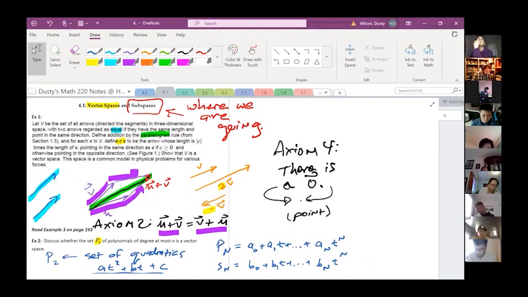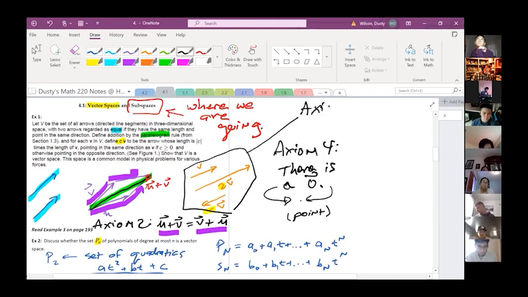Here, for example, in the orange, you would get axiom 6.